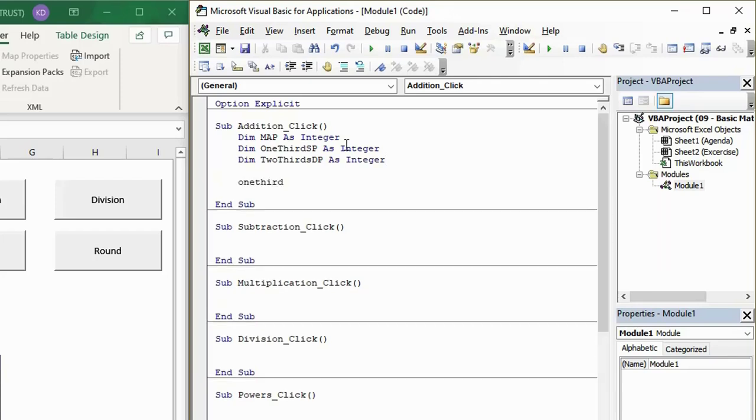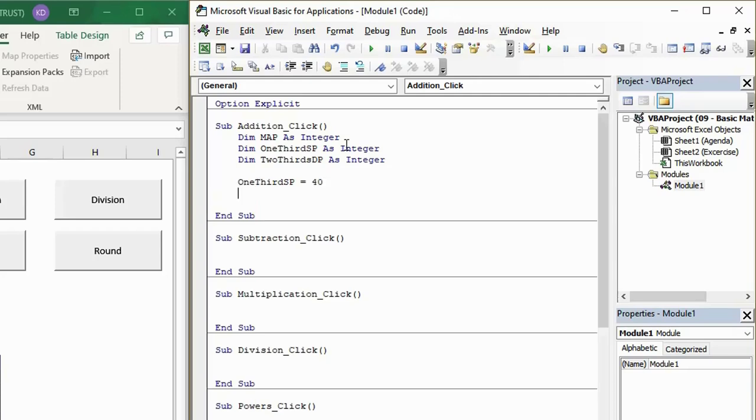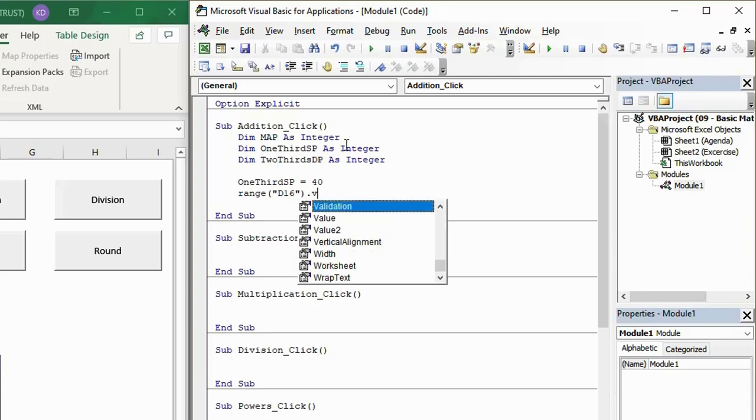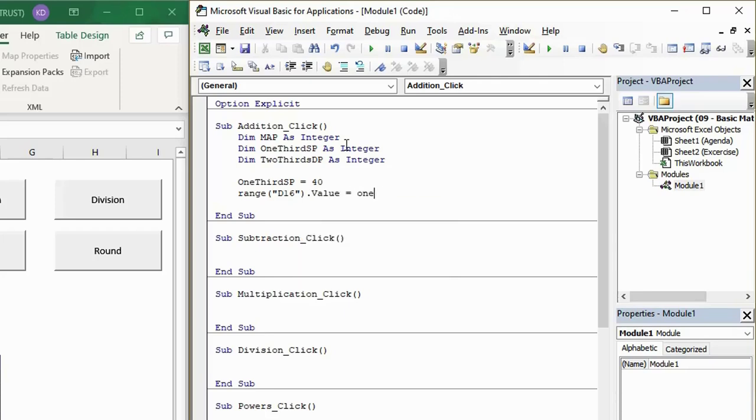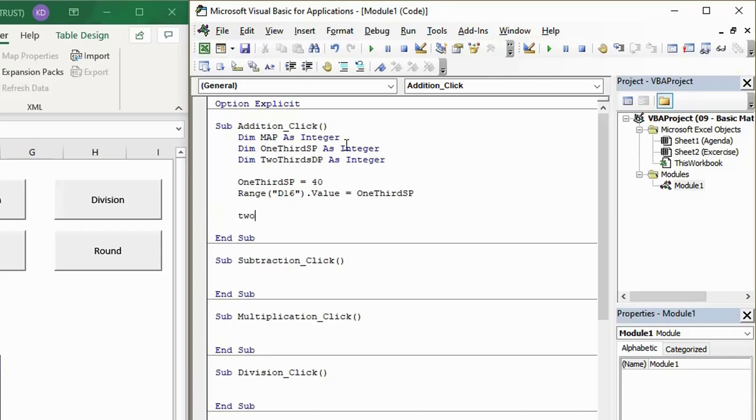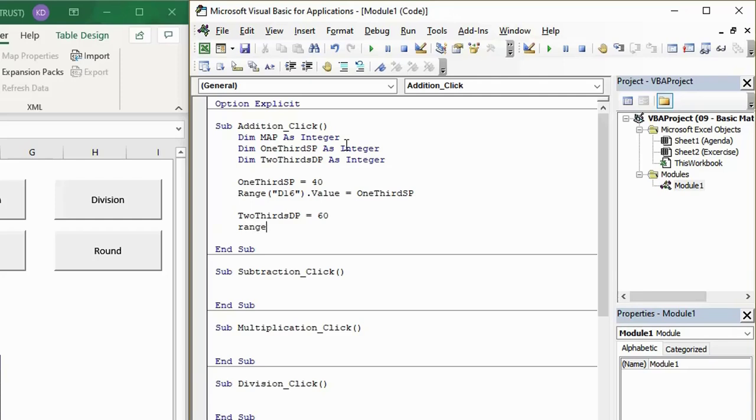So let's say our 1/3 systolic pressure is equal to 40. Let's write that out to Excel. And let's say our 2/3 diastolic pressure is equal to 60. Let's write that out to Excel as well.